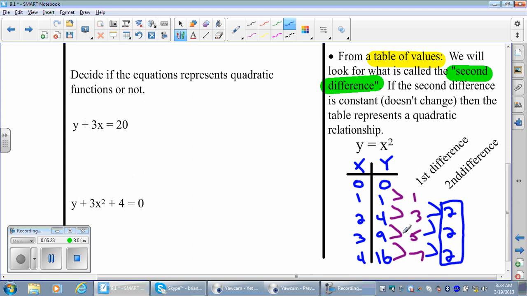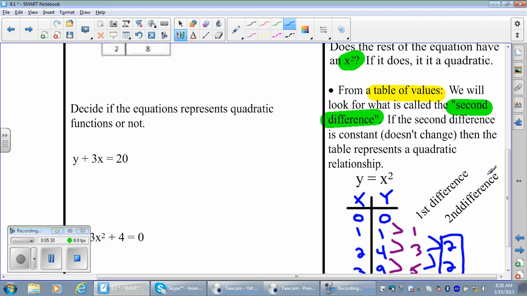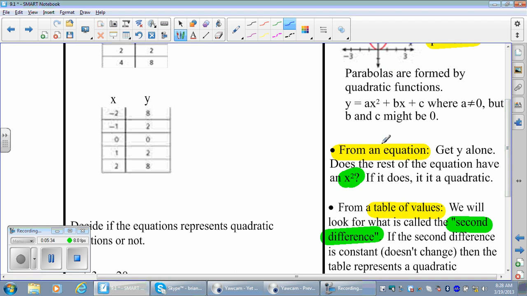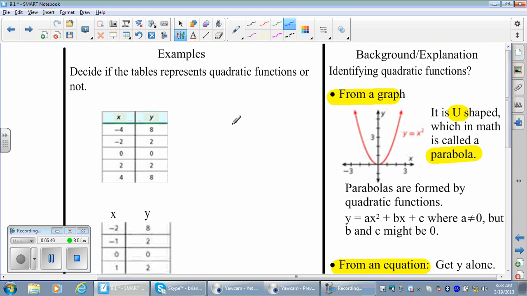All right. So just looking at a table of values, we can determine whether it's quadratic. Now let's try and apply these three tests. The second difference, looking at a table of values. Is there an x squared, looking at an equation. And is it a parabola, by looking at a graph. Those three tests. Let's try and apply those. And I know these were a little blurry on your paper because the copies came out a little weak. So let's take a second and let's write these values in.